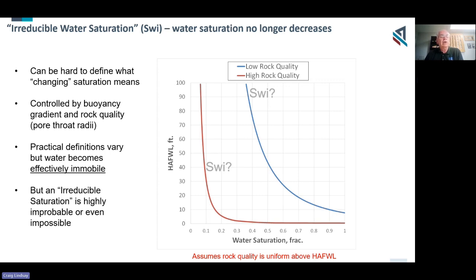So it's a concept, again controlled by the buoyancy gradient, the fluids in the system, and rock quality, you know, how extensive this section is where water saturation is changing slowly. But in fact, water saturation would generally continue to decrease. What we can say is, for practical purposes, above a certain point, water becomes effectively immobile, and we can call that non-mobile, but I would not call it irreducible.